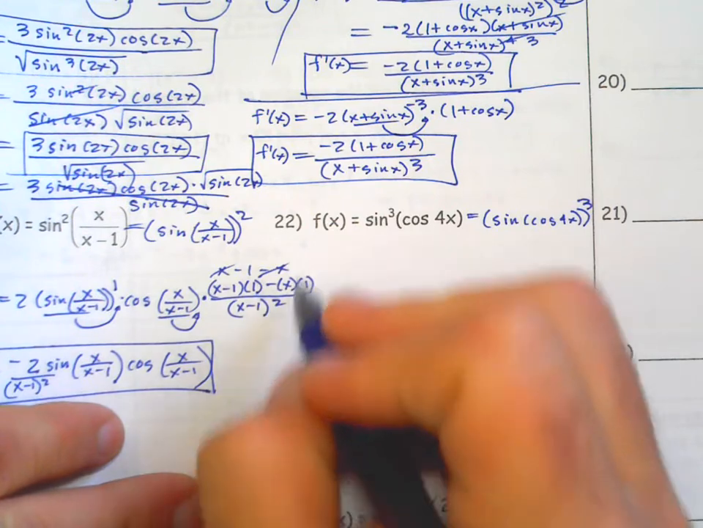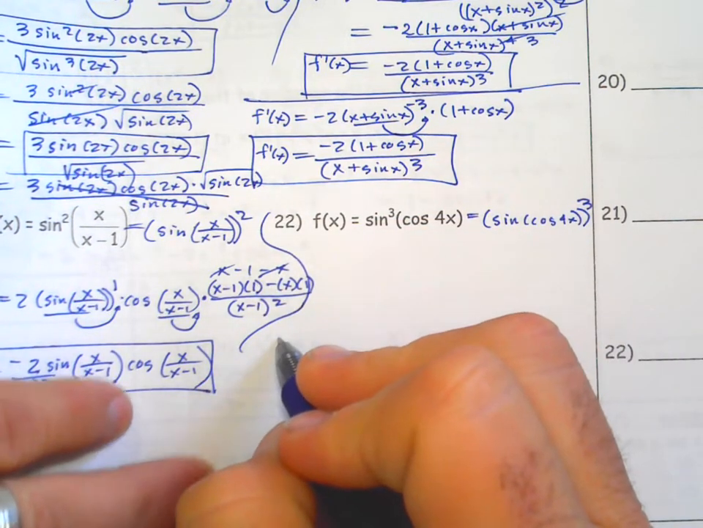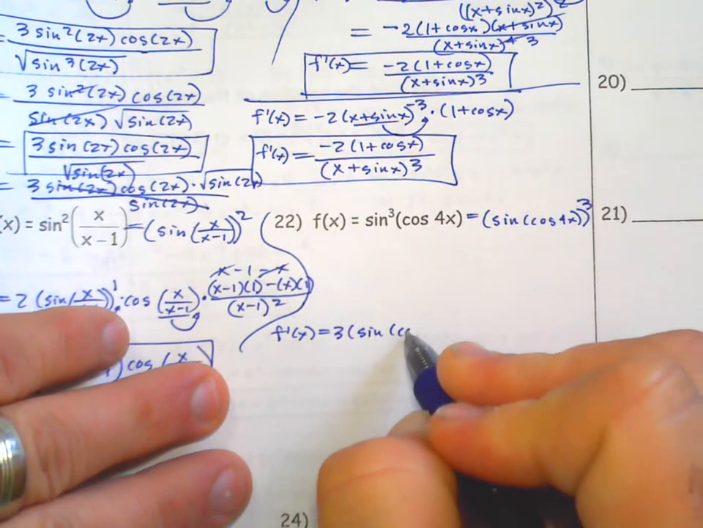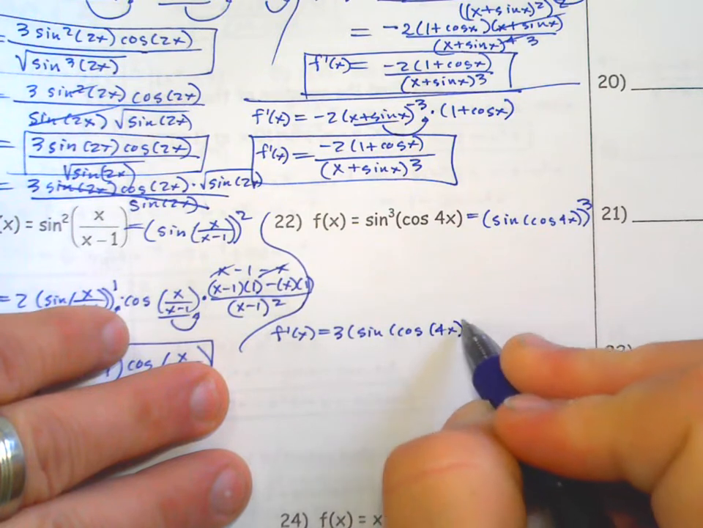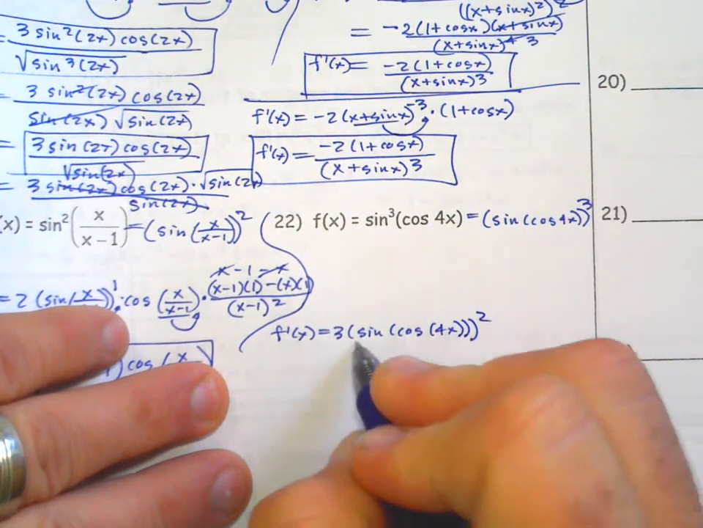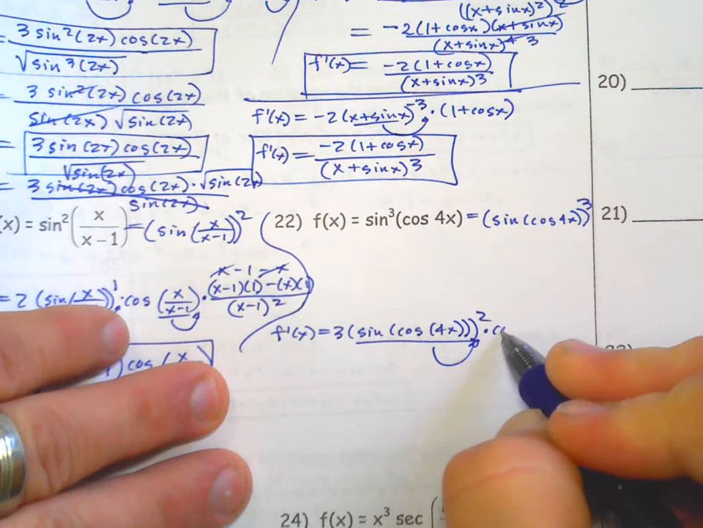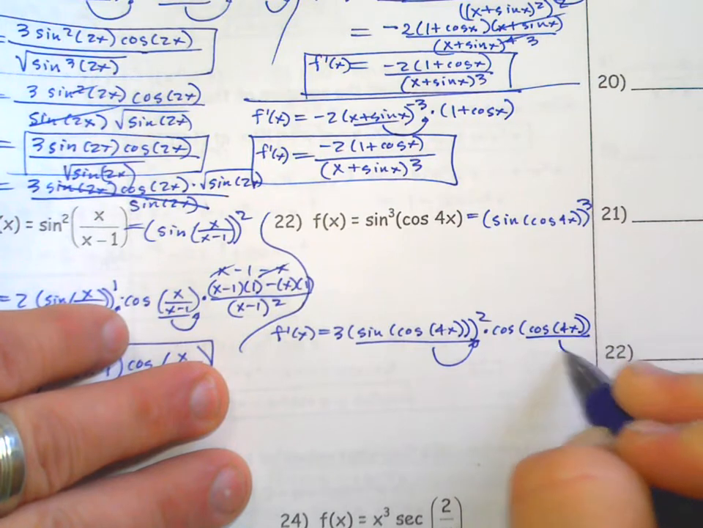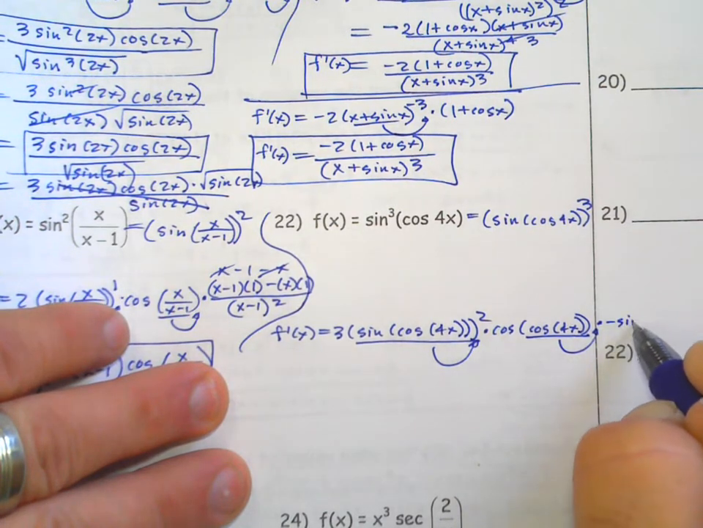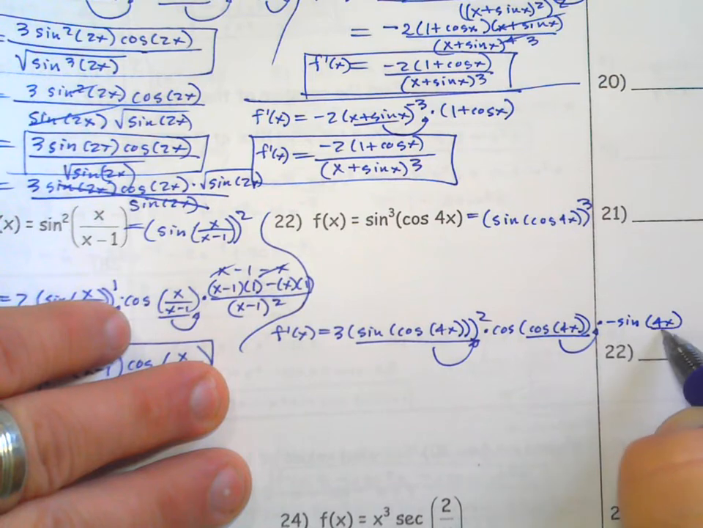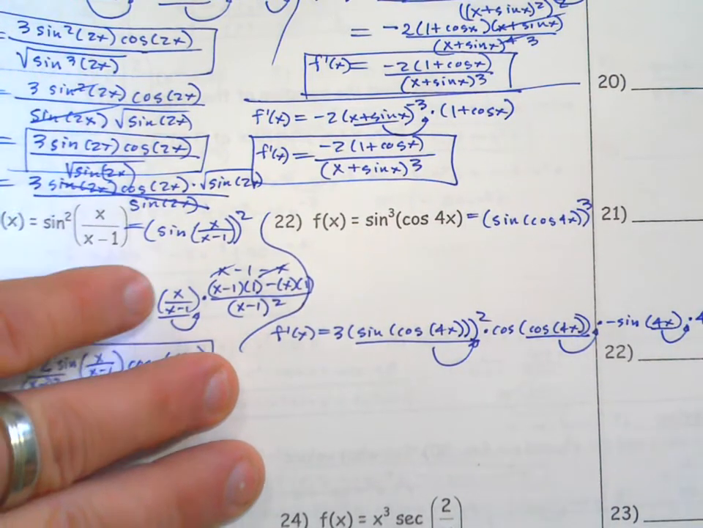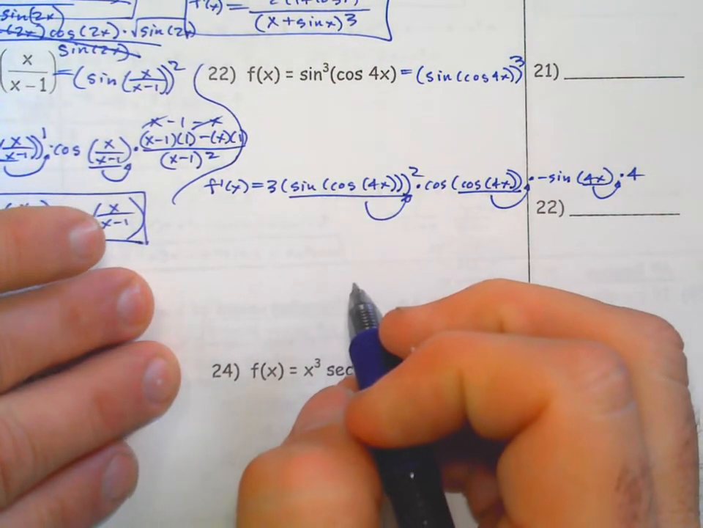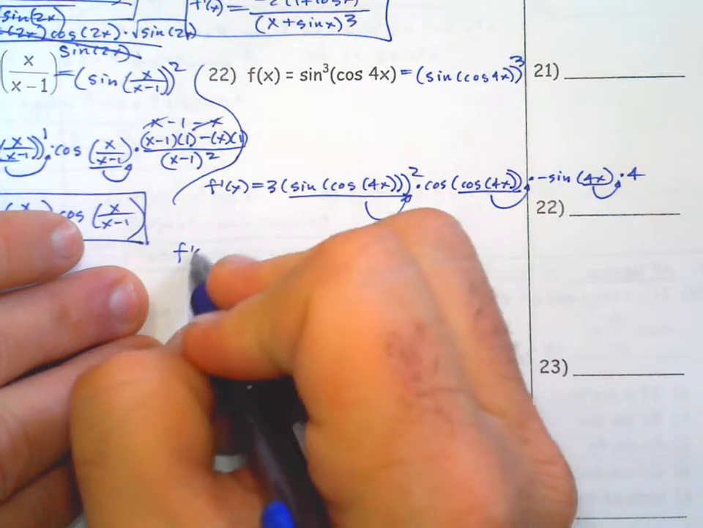So, f prime of x equals 3 sine cosine 4x, second power. Derivative of what's inside. Derivative of sine is going to be cosine 4x. Oh my gosh, that's crazy. Derivative of what's inside that is going to be negative sine 4x. Derivative of what's inside that is going to be 4. Wow. That's a nice chain. Okay, now what can we simplify here?